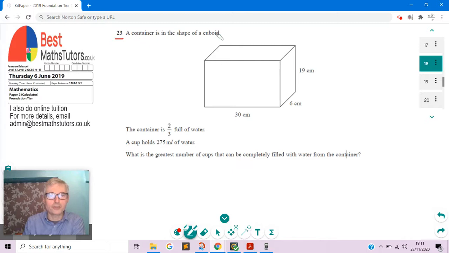So this question is where we've got a cuboid with these dimensions 19, 6 and 30 centimetres, and we're told that it's 2/3 full of water. We're also told that a cup holds 275 millilitres of water, and we've got to find out what's the greatest number of cups that can be completely filled with water from this container.